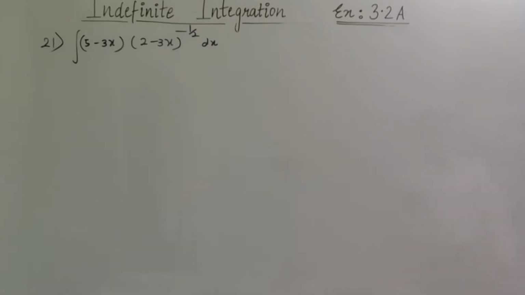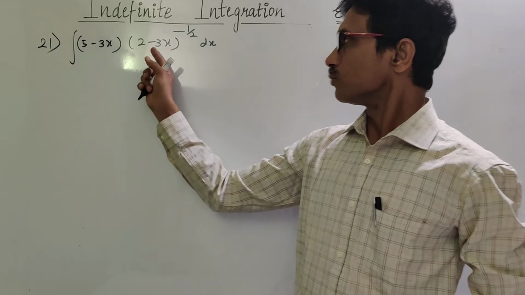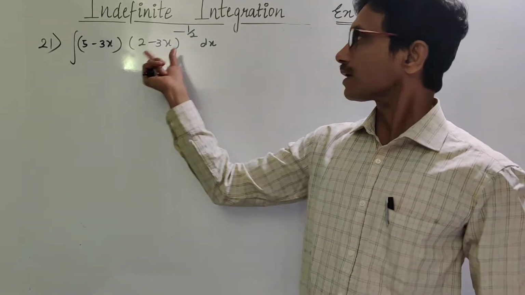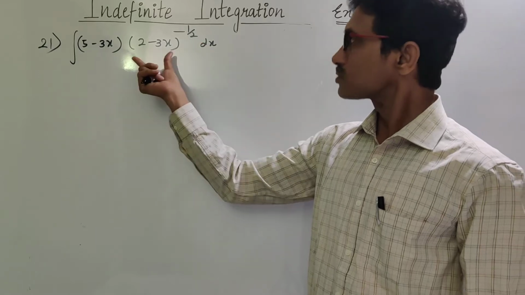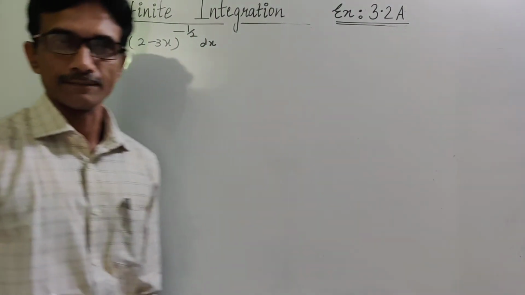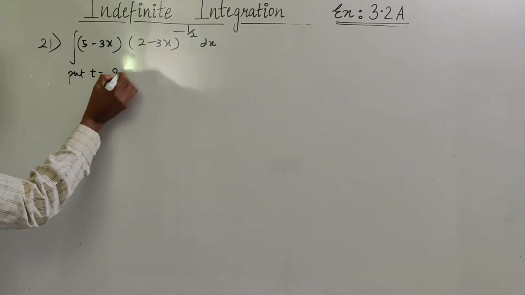Question number 21. 5 minus 3x, 2 minus 3x raised to power minus 1/2. ये जो रेडिकल साइन में है raised to power minus 1/2, इसको आप सब्स्टिट्यूट करना है t. So 2 minus 3x we substitute t. So we put t is equal to 2 minus 3x.